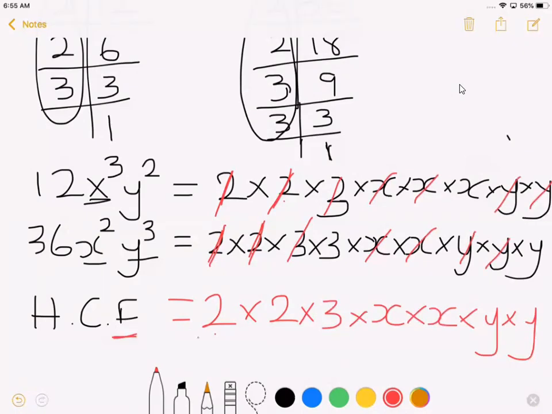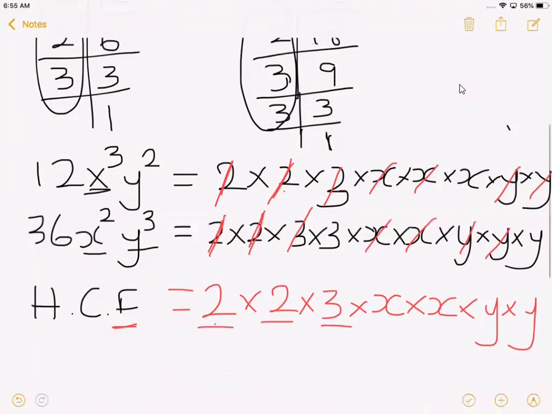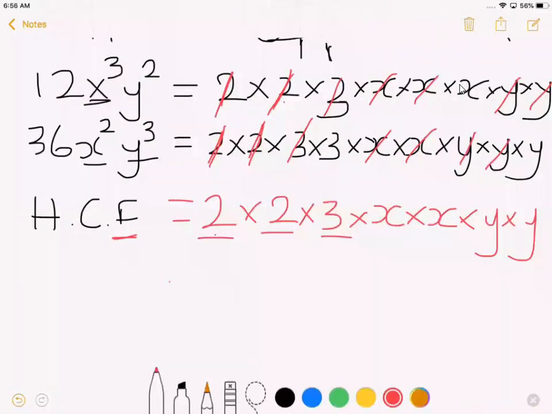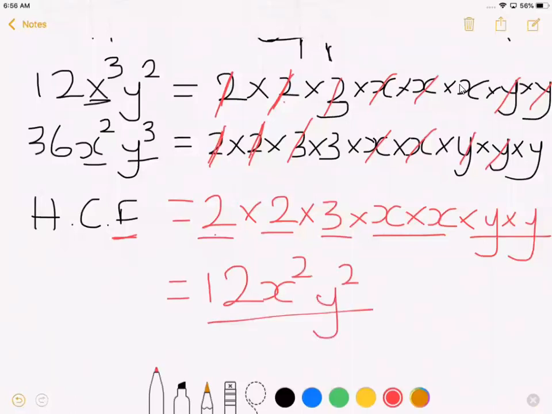And what is 2 times 2? It's 4. 4 times 3, it's 12. So this one gives you 12. And how many x's do you have? 2 x's. And how many y's? 2 y's. That is the highest common factor.